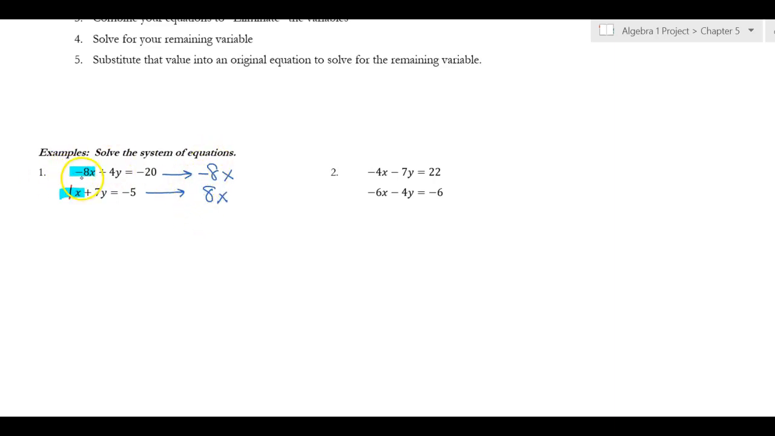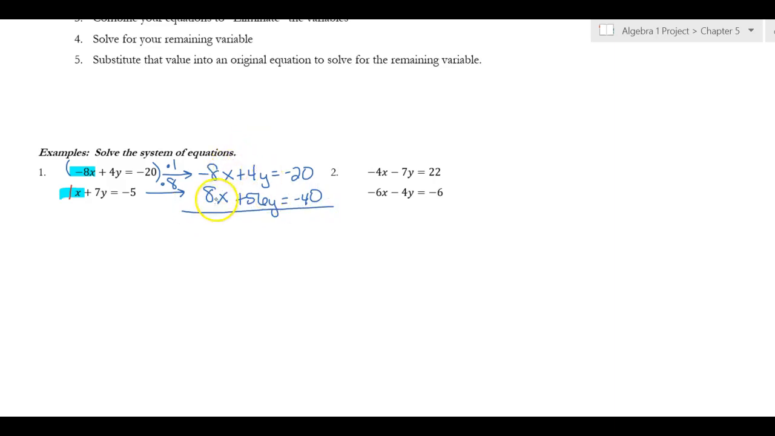So what I do now is I look to see, what did you multiply negative 8x by to get negative 8x? And I just multiplied by 1. So as I go across, I distribute and multiply everything there by 1, and I just get the same equation. And here I had to multiply by 8. So I'm going to multiply everything on that bottom equation by 8. And so I get 8x plus 56y equals negative 40.